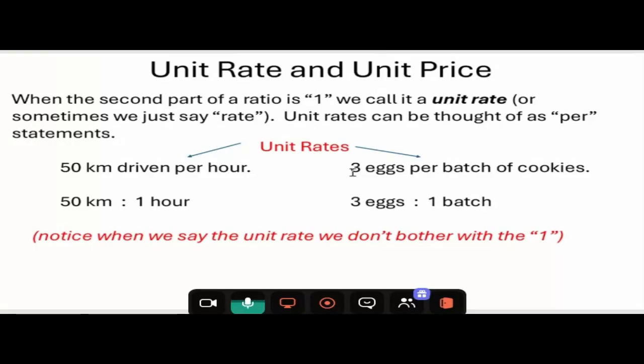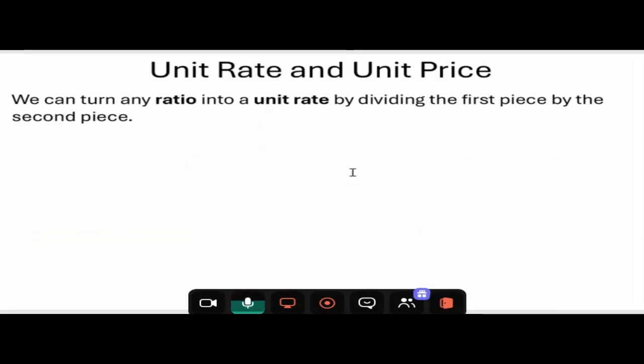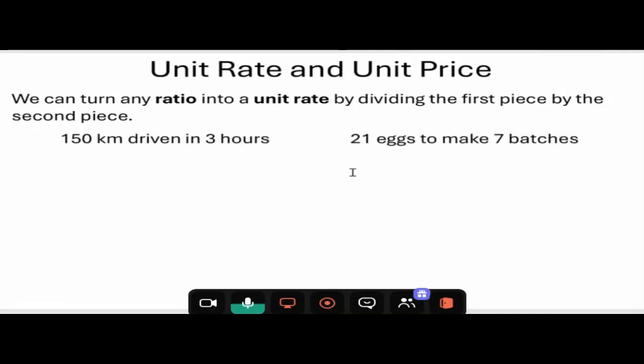So whenever a question asks you for a rate or a unit rate, what you really need to do is don't just write the ratio. This is very common. So listen here, very common that people will be asked for the rate and they write the ratio, meaning they don't make the second piece of it equal to 1. So we can take any ratio and turn it into a unit rate, or a rate, we just say, by just dividing the first piece by the second piece.